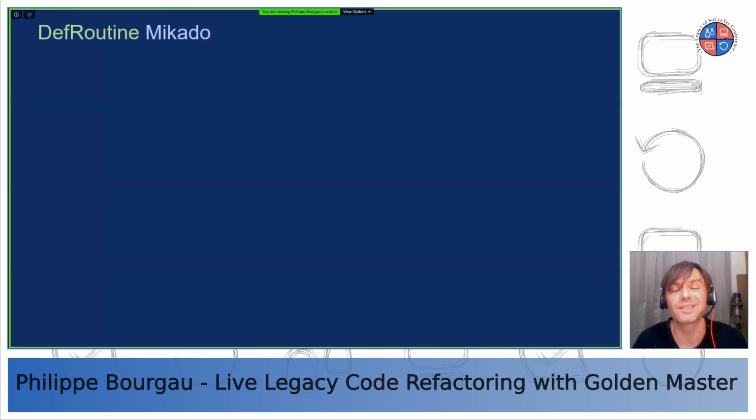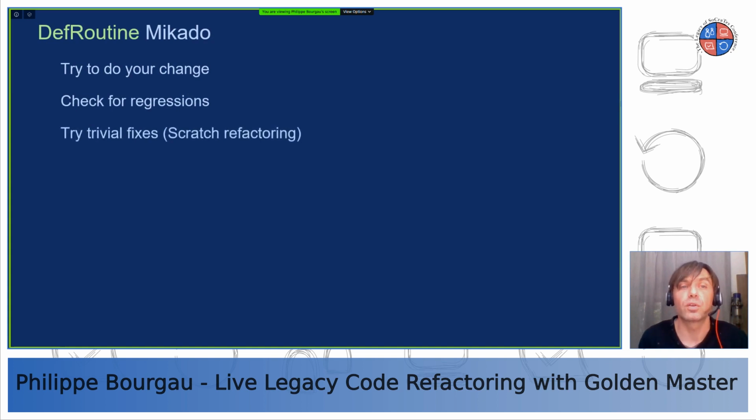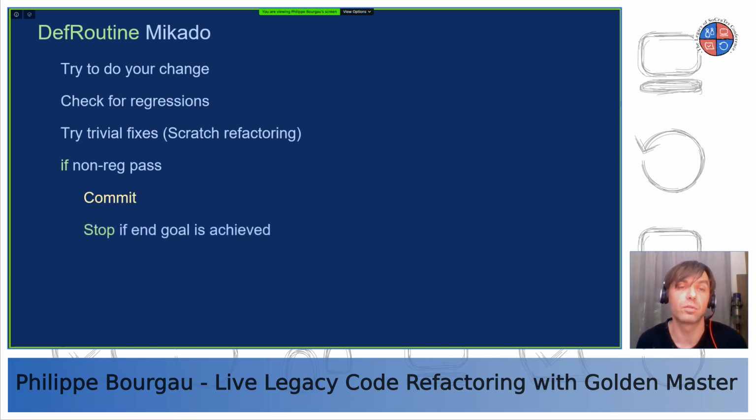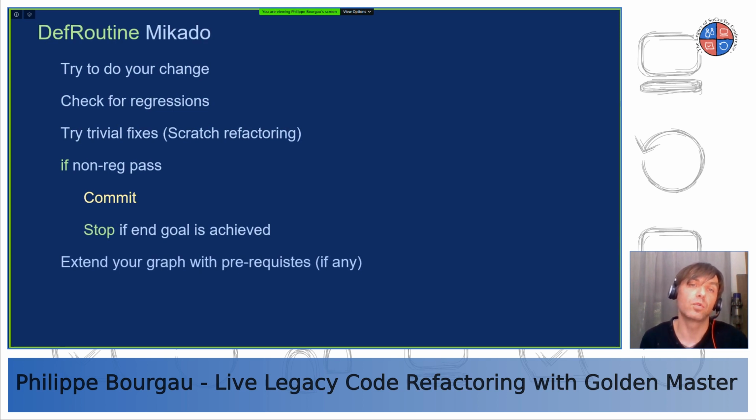So the Mikado method, it's a bit like an algorithm. And that's the nice thing with it, because it keeps you on track of what you're doing. So the first step is to try to do your change and to check for regressions. You can try trivial fixes, what we call scratch refactoring, to try to understand better what's going on, what's missing, what you need to do. And if at that point your non-regression passes, it means you can commit. And if ever you were dealing with your end goal, it means you're done. Otherwise, doing this scratch refactoring, you should have understood the prerequisites you need to do before you can move on.